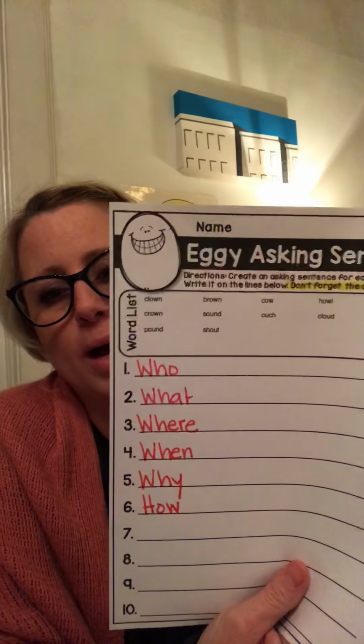All right, so let's see if I can do one. I'm looking for a word. Cloud. Okay. Who sees the cloud in the sky? All right, so that would be a good question sentence. All right, let's see if we can do one with the next one. What? Let's see. Oh, one of your words is loud. What made that loud sound?